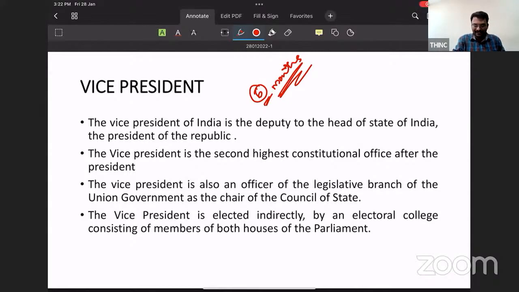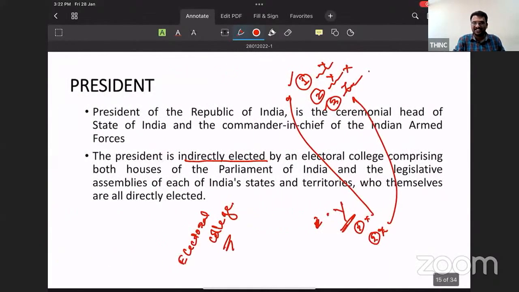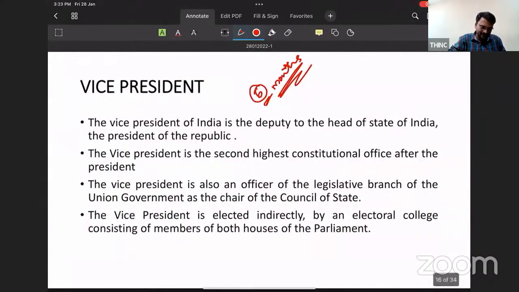But in the case of the president, the election is different. He is elected among the MPs and MLAs, but the nominated members are not included. But here, for the vice president, only MPs participate and the nominated members are included.